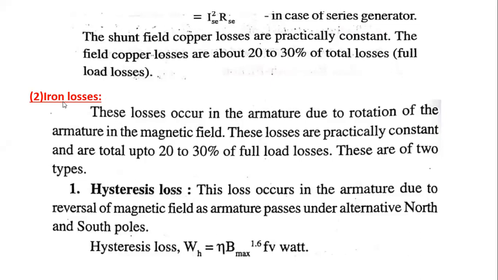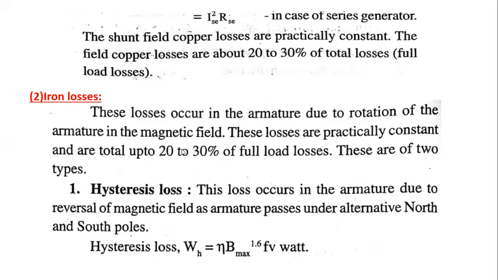Okay, next coming to the second type of loss, the iron losses. In that name we have iron. If you have any iron parts in a DC generator, then automatically this type of losses will be obtained. These losses occur in the armature due to the rotation of the armature in the magnetic field. These losses are practically constant and are up to 20 to 30 percent of full load losses.